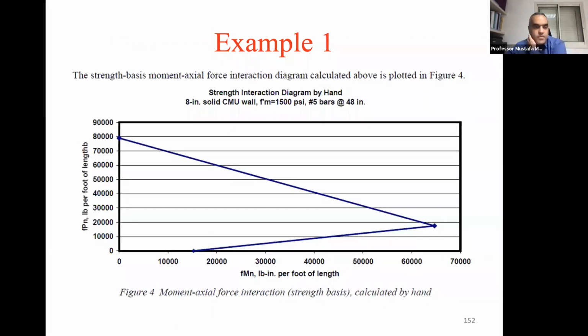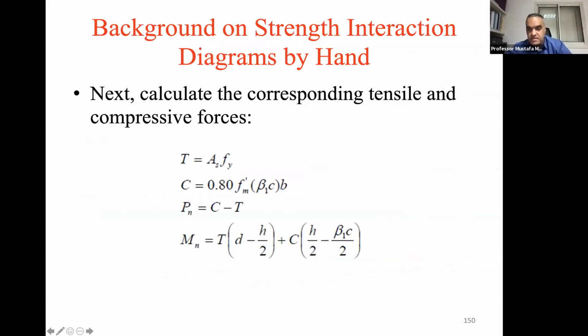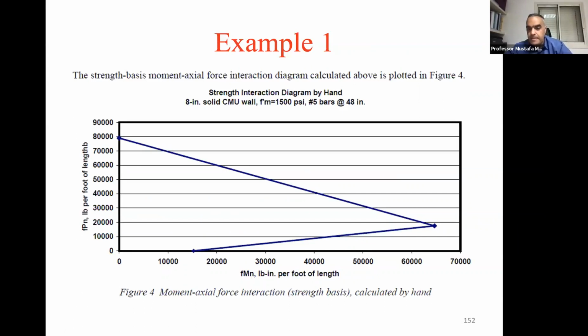So this is an example where we have an 8-inch CMU wall, f prime m 1500. We have number 5 bars at 48 inches placed in the center of the wall. Compute the interaction diagram. Using this procedure that we just described, this is what we have. So this is calculating 3 points, and it's accurate enough.